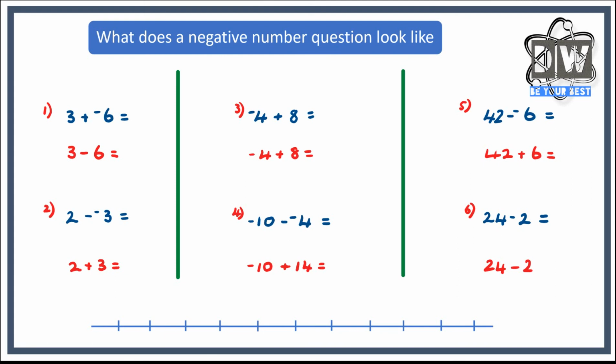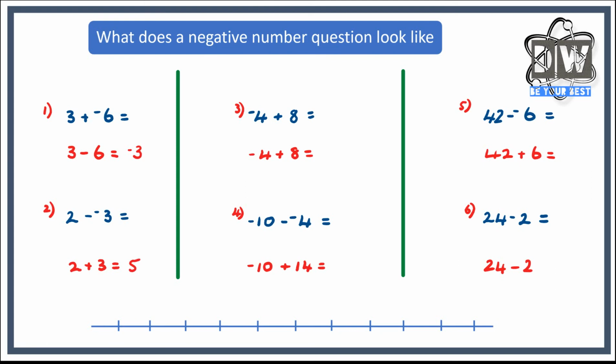So everyone, here we go. We've got 3 take away 6. 3 take away 6. So hopefully we know we're going to be in the negatives. 3 take away 6. That's going to get us past 0. It's going to take us to minus 3. Next one, simple, isn't it? 2 plus 3 equals 5.